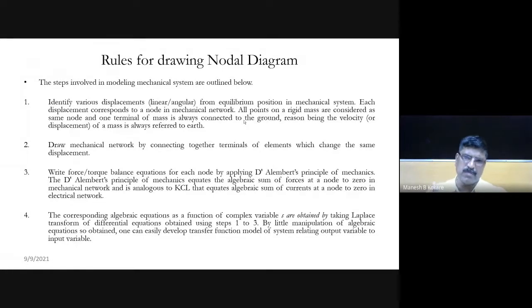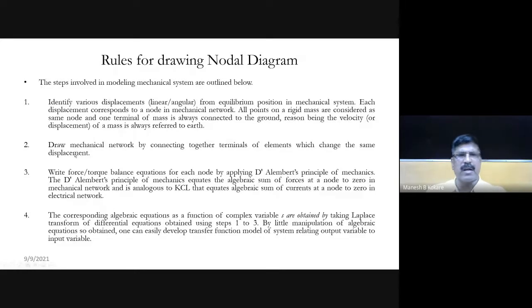You know that there are two ends of this mass element. One end is always connected to the ground and the other end is always connected to the nearest displacement point. In that way, you have to connect the mass element. The reason is that the velocity or displacement of a mass is always referred to the earth. These two things you have to understand from the first point.